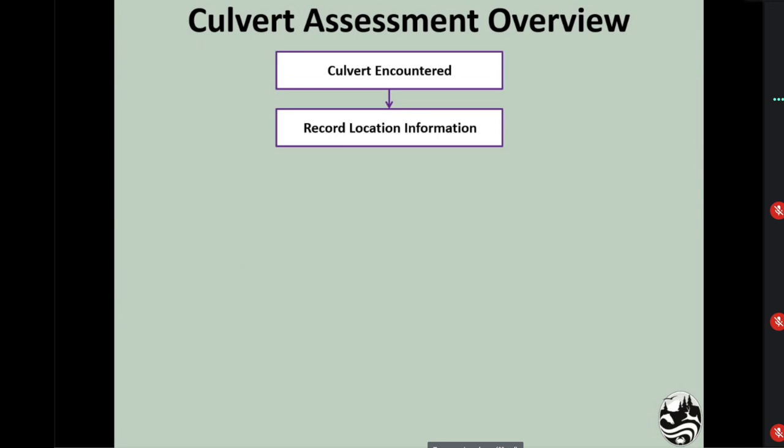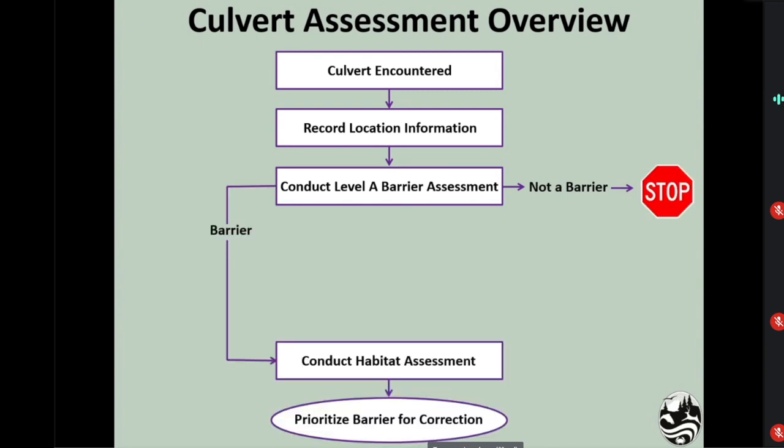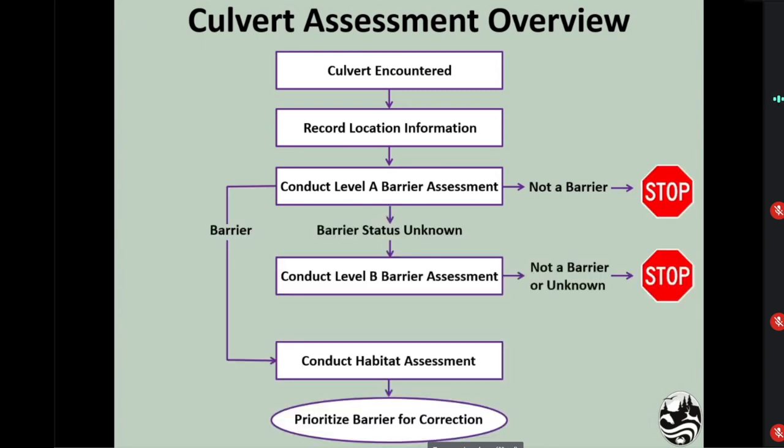So this is a step-by-step of what we do when we get to site. We encounter the culvert. We're going to record the location information. And then we're going to get to our level A barrier assessment. I'm going to go fast through these next few, and I'll get all these pulled up and pause so you can read through this. So this is the process, step by step.